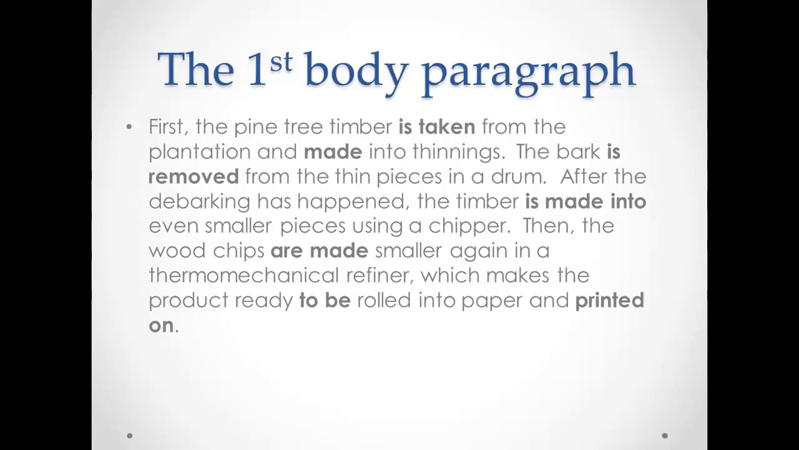First, the pine tree timber is taken from the plantation and made into thinnings. The bark is removed from the thin pieces in a drum. After the debarking has happened, the timber is made into even smaller pieces using a chipper. Then, the wood chips are made smaller again in a thermomechanical refiner, which makes the product ready to be rolled into paper and printed on.